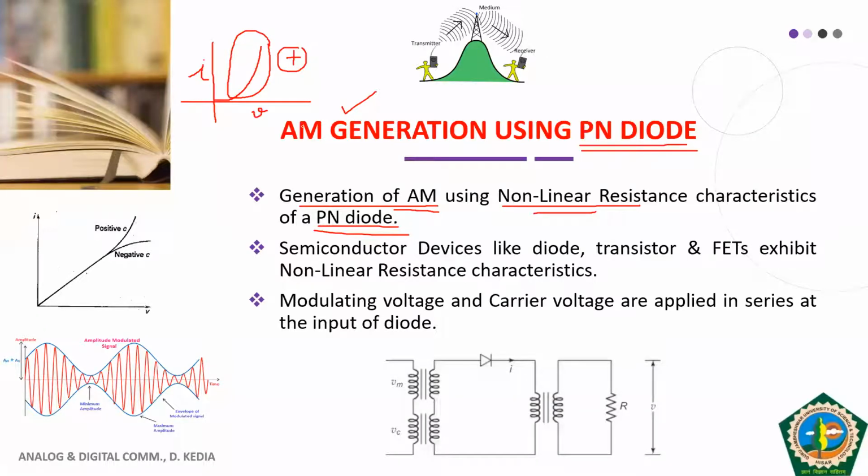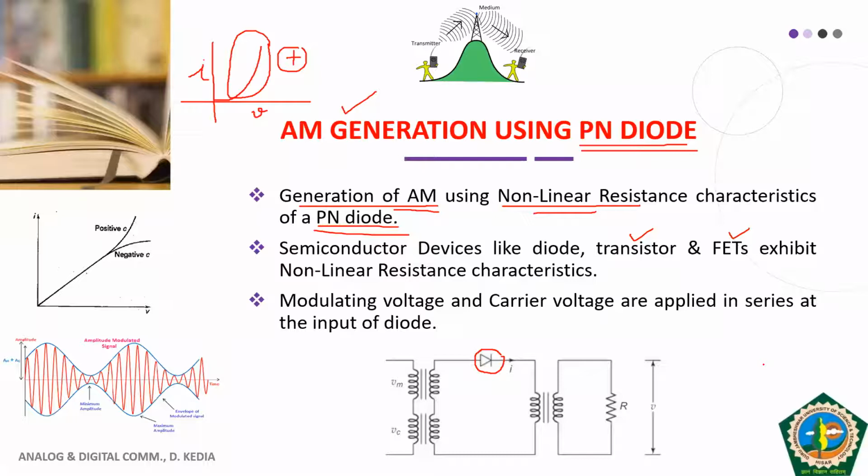Though in this circuit diagram I have shown you a diode, instead of a diode you can use any other non-linear device also. You can use a transistor, you can also use a field effect transistor. So whatever device exhibits non-linear characteristics, you can use that device for generating your amplitude modulated signal.